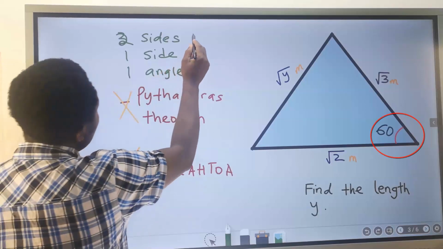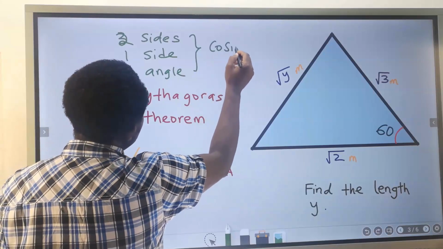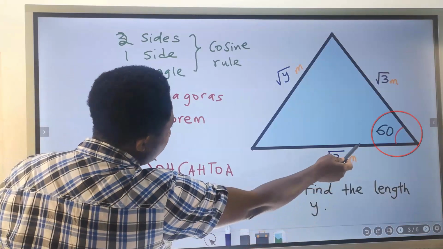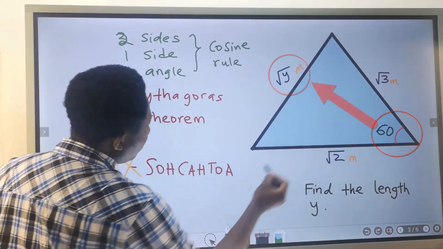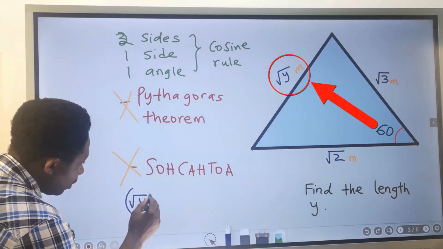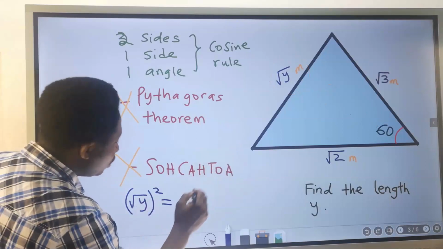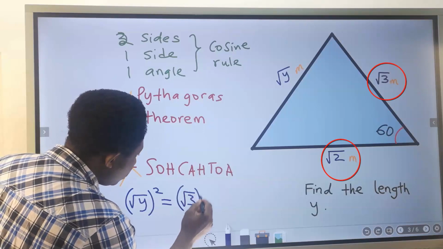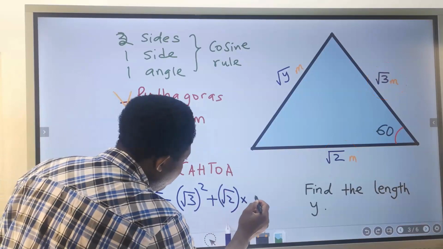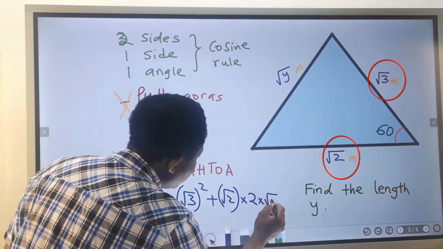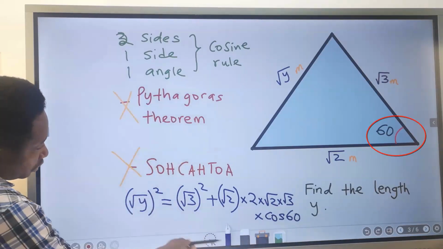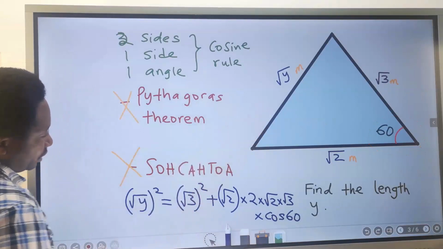In such a case, you can only apply cosine rule, and cosine rule states that you identify the given angle, the side facing the given angle. We are going to have that side facing the angle squared is the sum of the squares of the remaining sides, minus 2 times the sides times cosine of the given angle. We are going to apply this rule to this question.